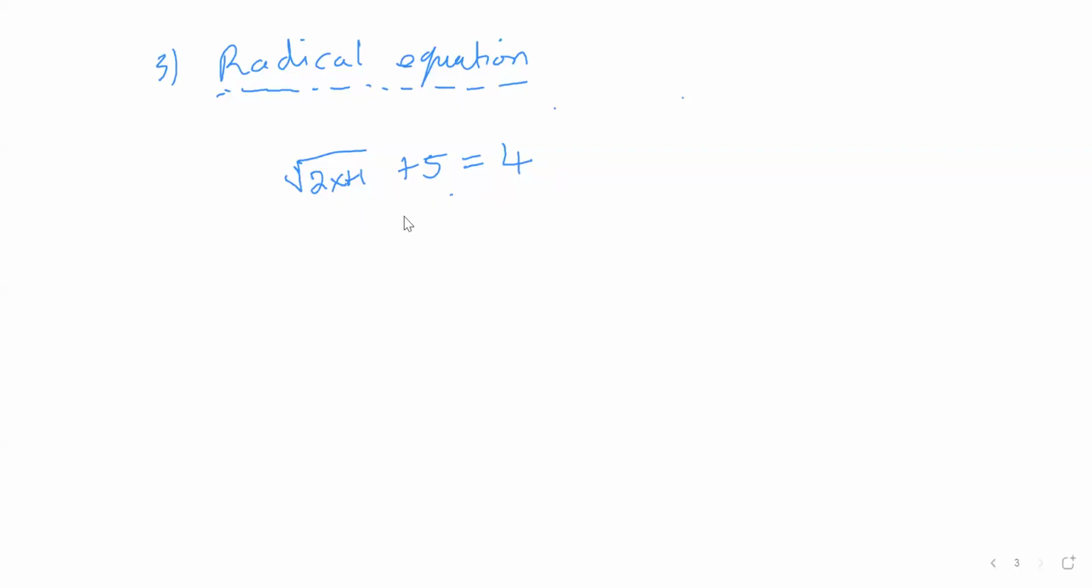Okay, so we now isolate our radical. So this becomes, by moving the 5 to the other side, the whole thing becomes square root 2x plus 1 equals 4 minus 5, which is -1. Okay, square root 2x plus 1 is -1. Now our radical is alone on one side, all right?